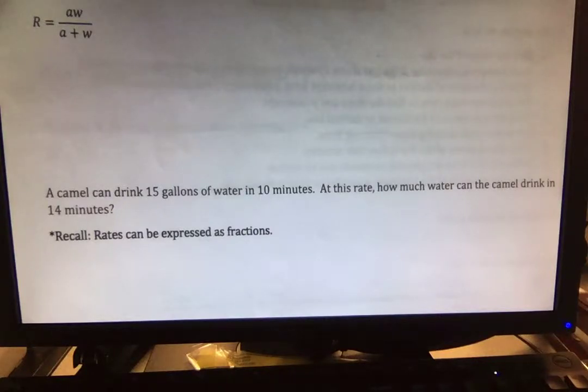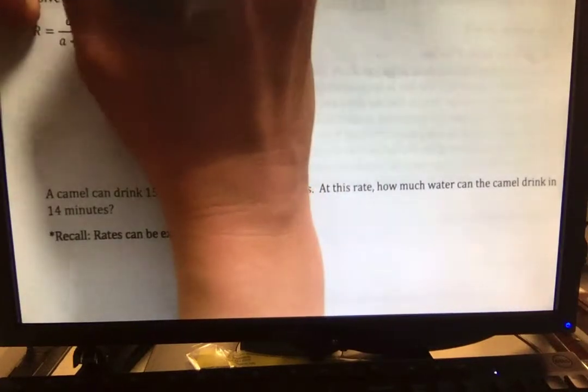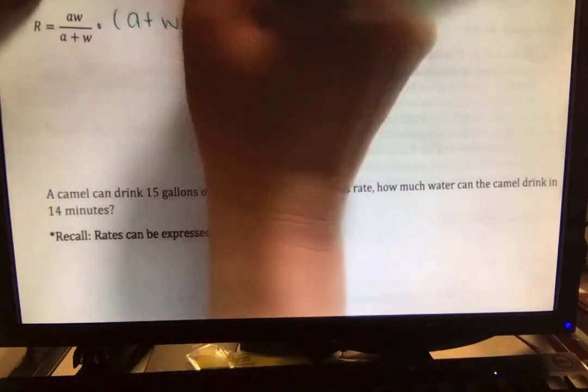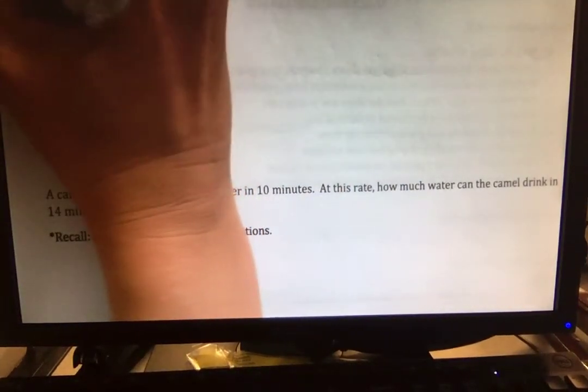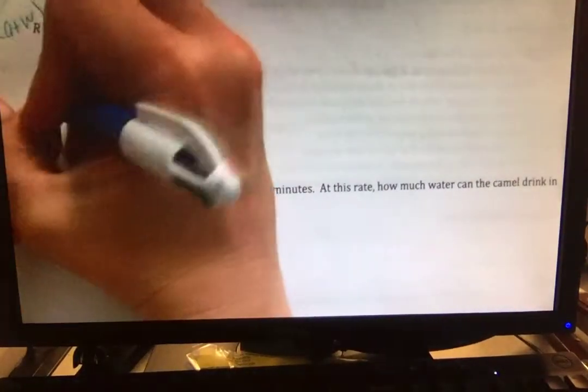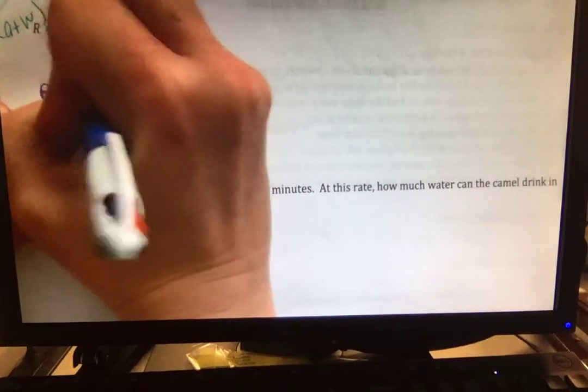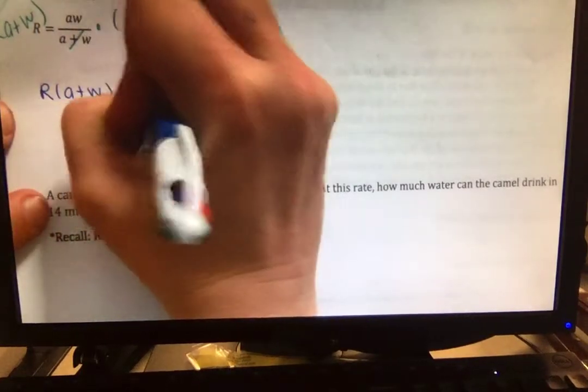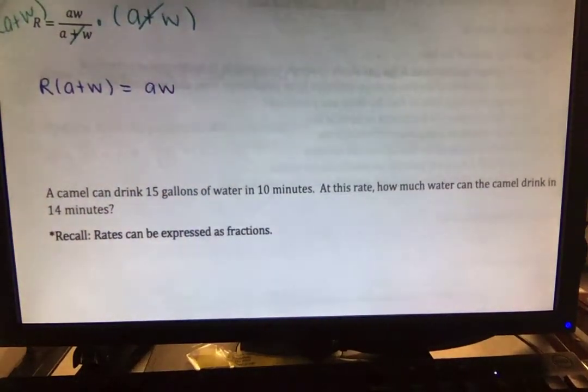So what's our denominator here? A plus W. So let's go ahead and multiply both sides by A plus W, so that way those cancel out. We're left with R times A plus W equals AW. Still doesn't really help me, so we need to do something else. What else should we do? Divide by A, or distribute.